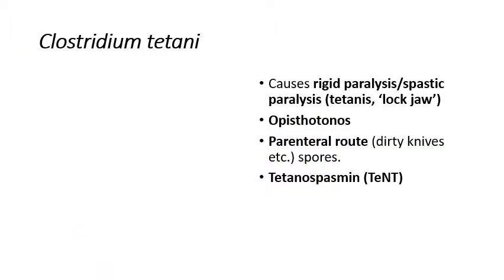Okay, Clostridium tetani causes rigid paralysis, also known as spastic paralysis, and sometimes called lockjaw, because the muscles in your jaw clench shut. Now, the technical term for this rigid paralysis is opisthotonos. The route of entry for Clostridium tetani is the parenteral route. So you get cut with a dirty knife or a dirty gardening instrument, like a dirty rake or something from the garden. The toxin that it produces is called tetanospasmin, and is abbreviated TENT.